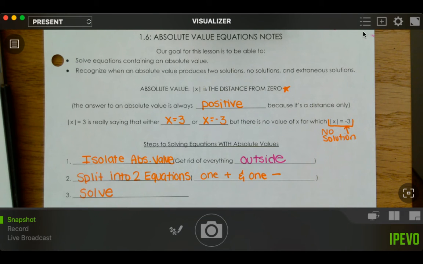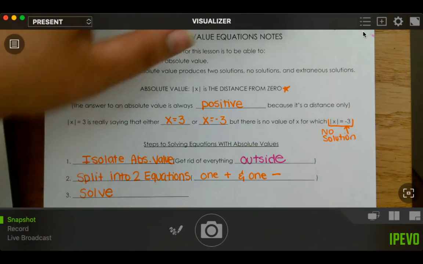Welcome to the absolute value equations notes. You should have the first half filled in. This video is mainly for people looking to finish off the notes. There is another video on my channel that does it all.